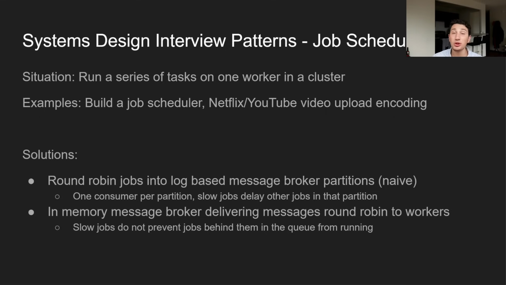So what would be a better approach is to actually use an in-memory message broker here and use that to basically round robin all of the jobs from worker to worker. A worker can then pull a job off the queue the moment that it becomes available.